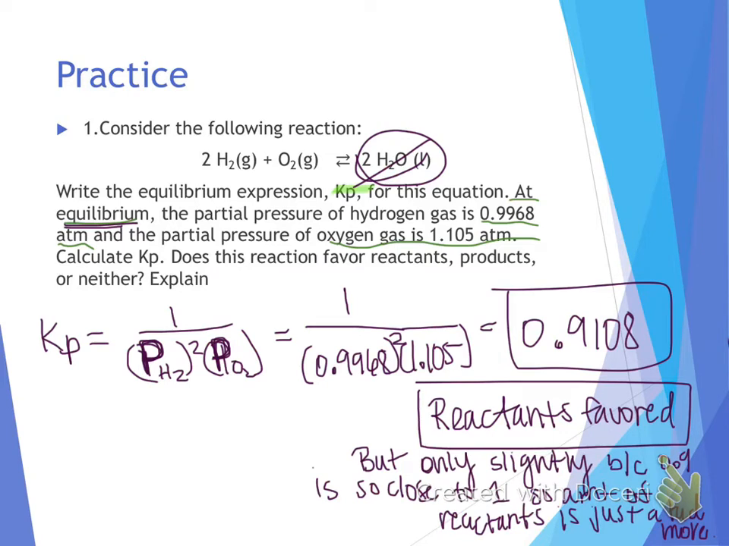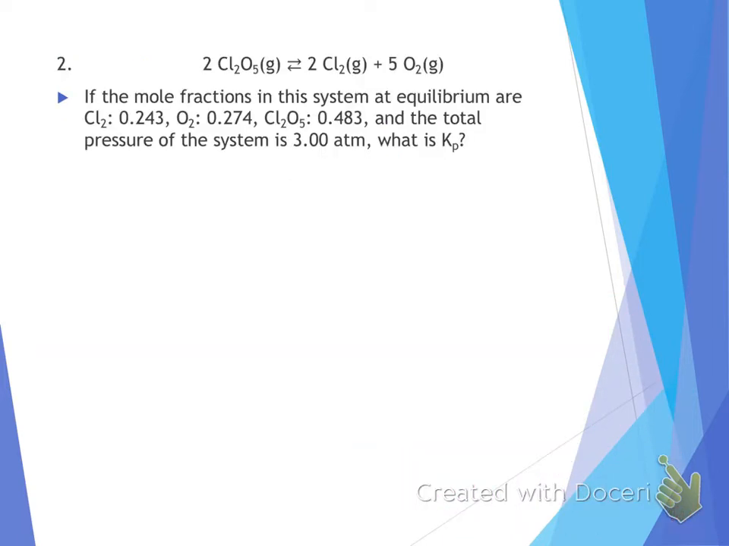Okay, so let's go on and take a look now at number 2. On number 2, we're given mole fractions of our equilibrium system here. Remember, mole fractions are a ratio for the amount of that gas that we have in our system. So 0.243 out of 1, or 24.3% out of 100, is going to be chlorine. 27.4% of our mixture is oxygen, and 48.3% is the Cl2O5 from the mole. So 24.3% of the moles are chlorine gas.